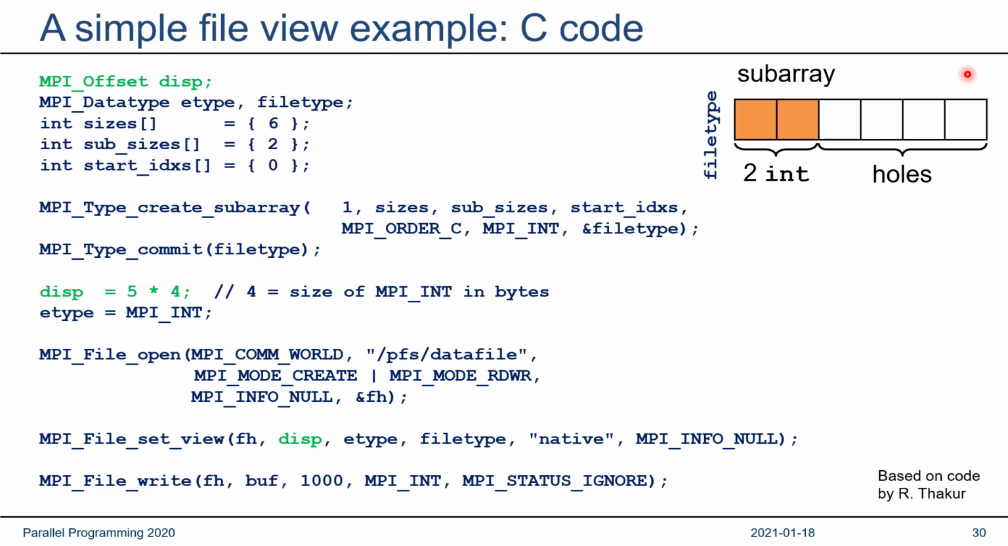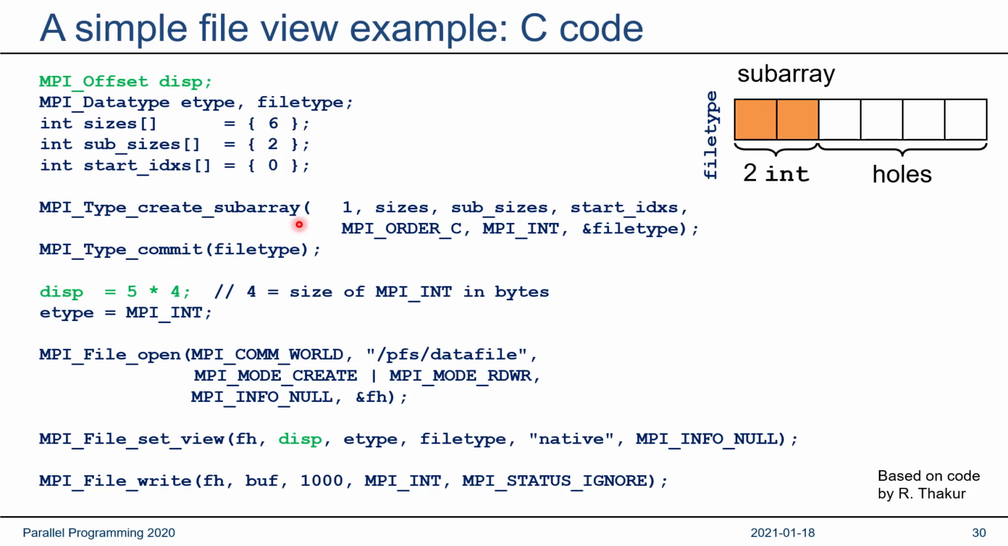The first step is to create a data type that actually represents the file type. So we need a data type object called E-type and a file type. Now, in order to do this, for this particular case, we're using the subarray type in 1 dimension. So the sizes array would be 6. This is the dimension of 1 dimension of the subarray, which would be 6 elements here. Subsizes would be 2, which is the actual used consecutive number of elements, so 2 ints. And start indexes would be 0 because we don't have any gaps at the beginning.